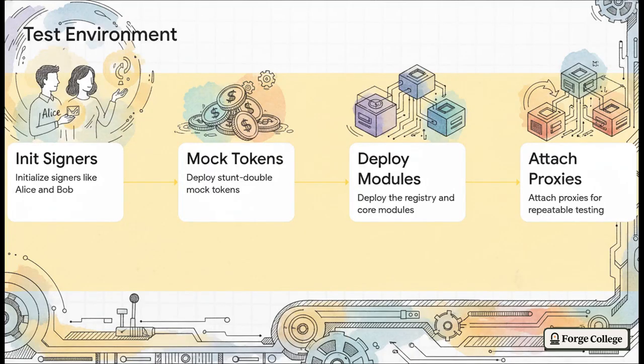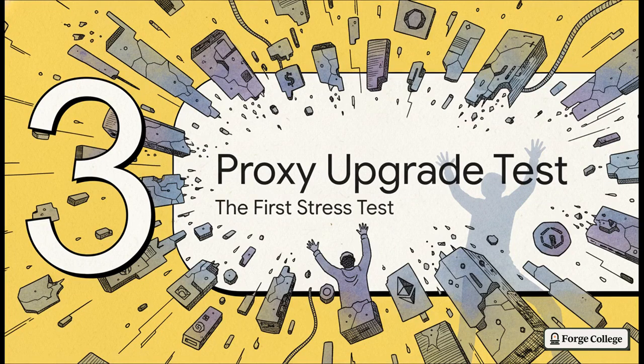So here is the exact four-step assembly line we use to spin up a local Hardhat test environment using ethers. Step 1, we initialize our signers, your classic Alice and Bob. Step 2, we deploy those mock stunt double tokens we just talked about. Step 3, we deploy the registry and the core modules. And finally, Step 4, we attach our proxies. It's a clean, highly repeatable process that works every single time. Let's roll into Section 3, the proxy upgrade test.